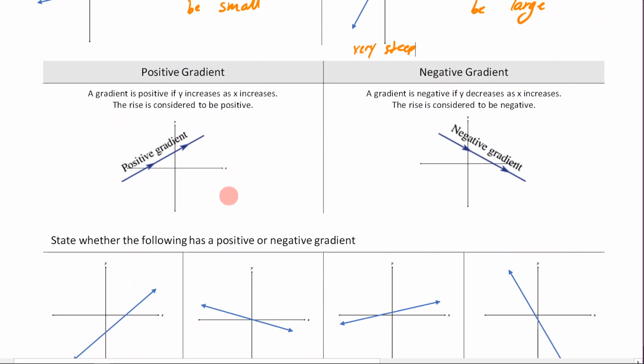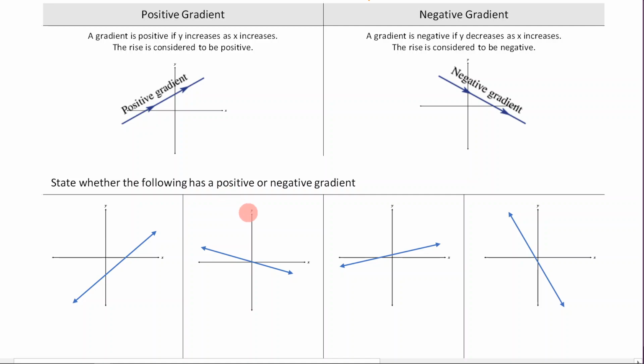Okay, let's now talk about positive and negative gradient. I'm going to begin by reading these definitions. A gradient is positive if y increases as x increases. The rise is to be considered positive. Now that's a bit of a mouthful, isn't it? I just want you to ignore that for the time being. We'll come back to it, but let's look at our definition for the negative gradient.